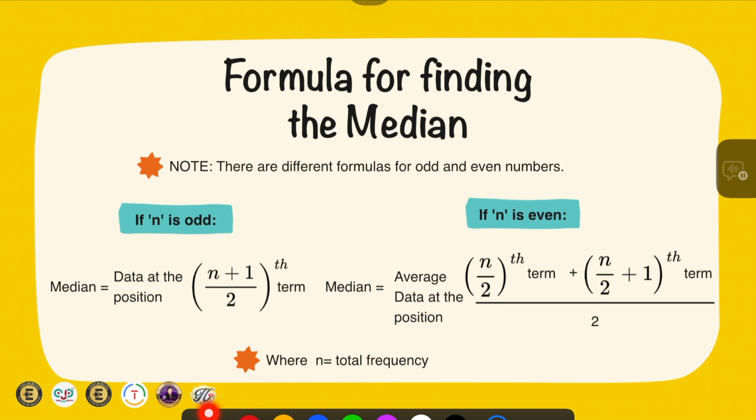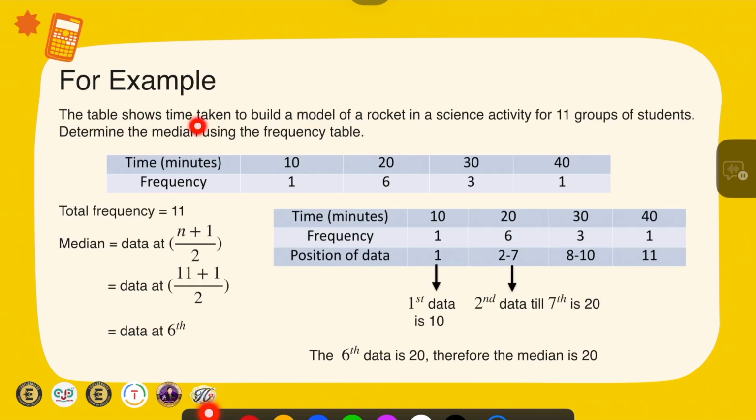Okay, so look at the example. This table shows the time taken to build a model of a rocket in a science activity for 11 groups of students. So this is the data given, with time here and frequency here. What is the total frequency that we have? 1 plus 6 is 7, 7 plus 3 is 10, plus 1 is 11. So we have a total frequency of 11.